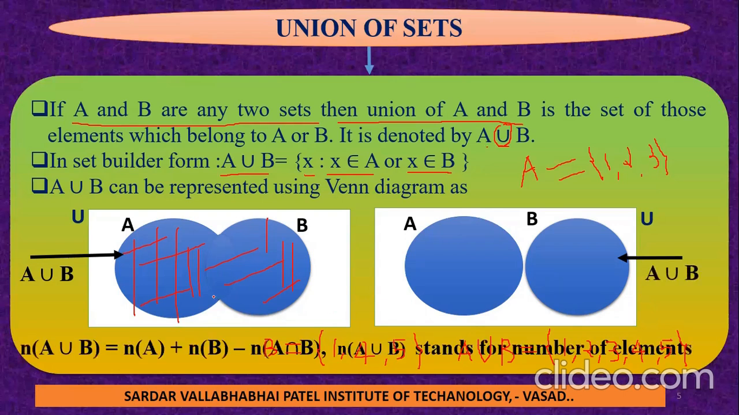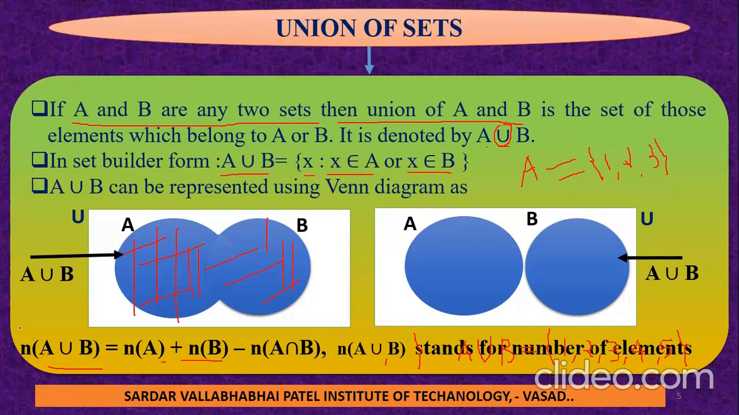Now another concept: how to find the number of elements of A union B. The formula for the number of elements of A union B is the number of A plus the number of B minus the number of A intersection B. If given that the number of A is 5, the number of B is 6, and the number of A intersection B is 2, and we want to find the number of A union B, we write 5 plus 6 minus 2, that means 11 minus 2 is equal to 9.